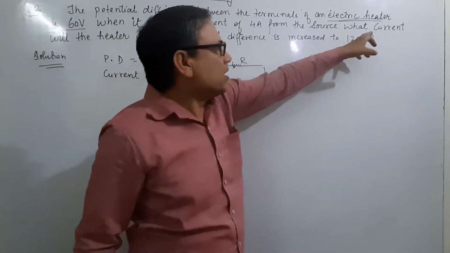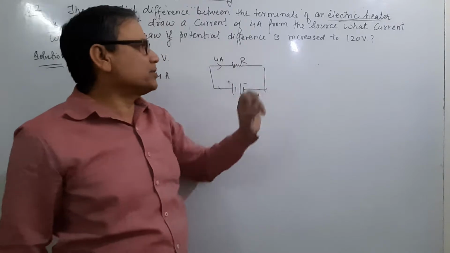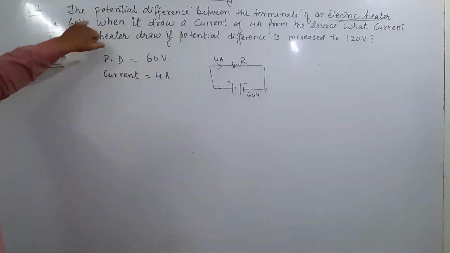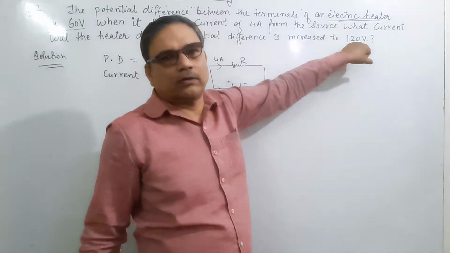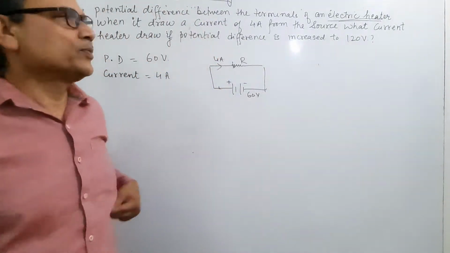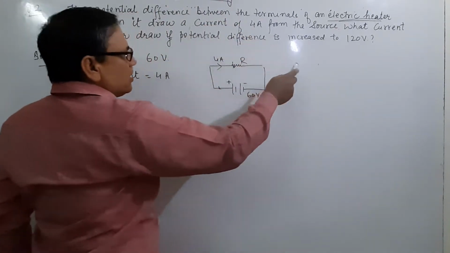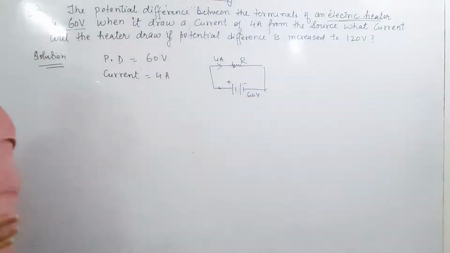Next: what current will the heater draw if the potential difference is increased? Now potential difference is 60, the current is 4. If we increase the potential difference, then will the current increase or decrease? With 60 volt potential difference, the current drawn is 4 ampere. If the potential difference is increased to 120, then what will be the current? Either increase or decrease. Only answer whether increase or decrease.